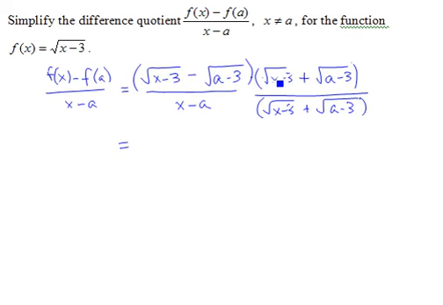Now, if we multiply through carefully, we'll notice that something rather fortunate happens. We multiply the first times the first, and the radical goes away because we're multiplying the square root of a number by itself, and that's effectively squaring the square root. So when we multiply the first by the first, we're just going to have x minus 3.